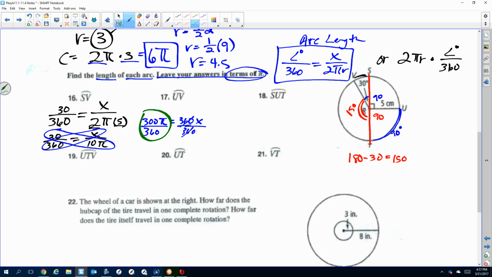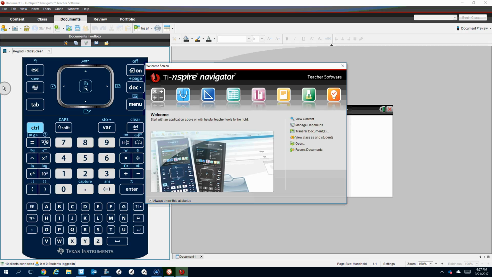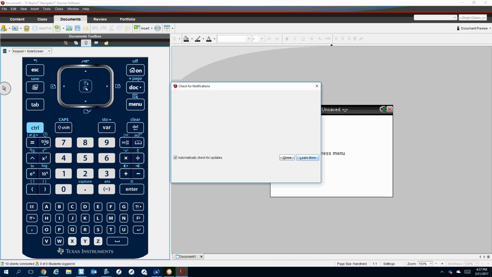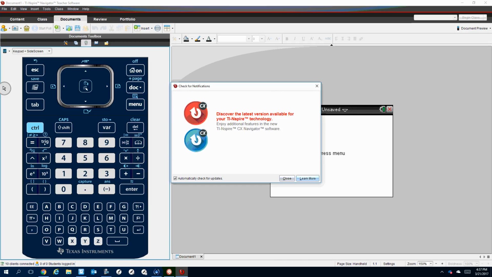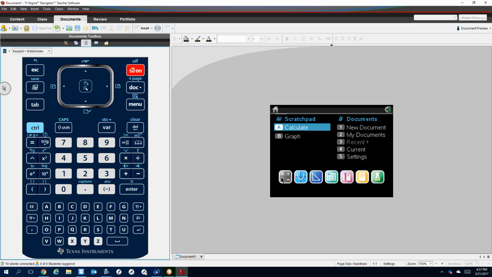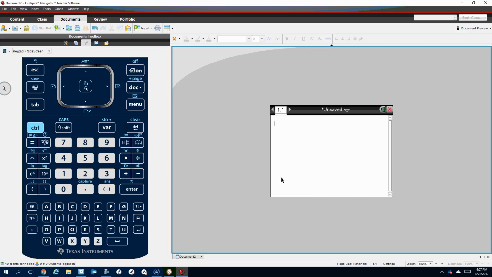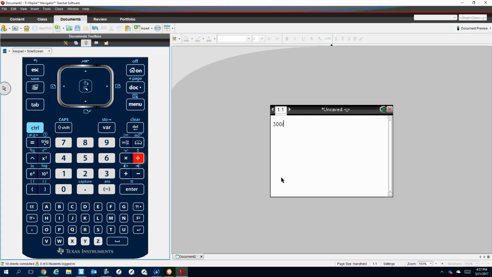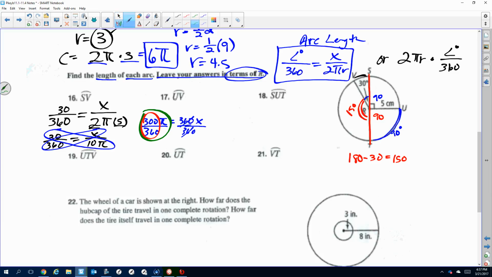And now we're just simplifying this. When we simplify that, we're really just simplifying the 300 over 360. And the beauty of this is you can just go straight to your calculator. 300 divided by 360. It will reduce. There it is. So we keep that as our coefficient. So this becomes 5 sixths, and then we keep pi in our answer. So that's our final answer. That is our arc length.